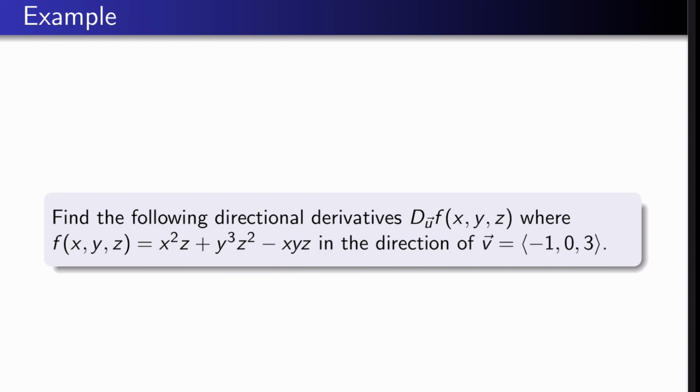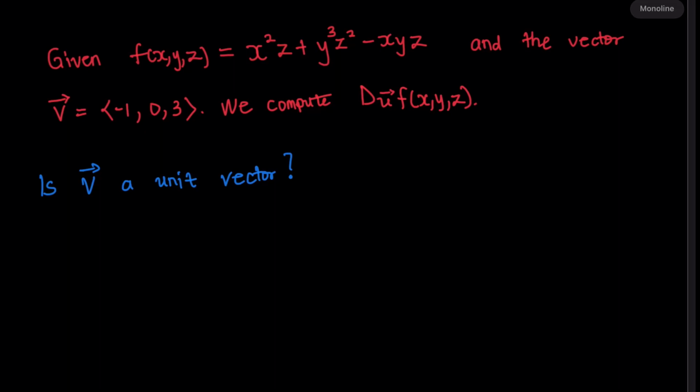With our last example, we are being asked to find the directional derivative of the function f of x, y, z in the direction of the vector v, which is minus 1, 0, and 3. So the first step is to verify if v is a unit vector. If v is not a unit vector, then we have to convert it to a unit vector. Now we ask ourselves, is v a unit vector?